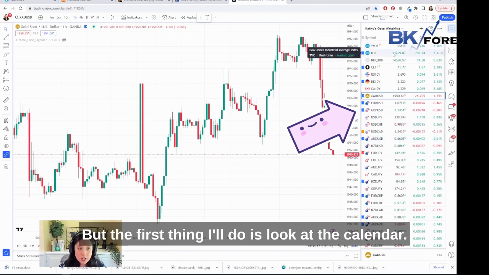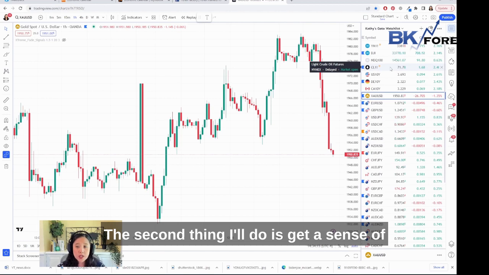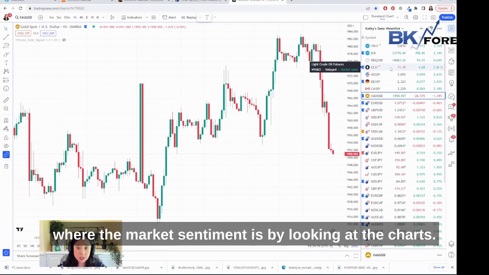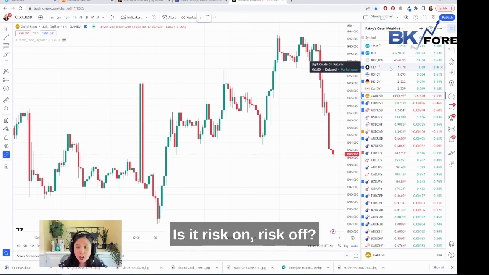But the first thing I'll do is look at the calendar. The second thing I'll do is get a sense of where the market sentiment is by looking at the charts. Is it risk on, risk off?